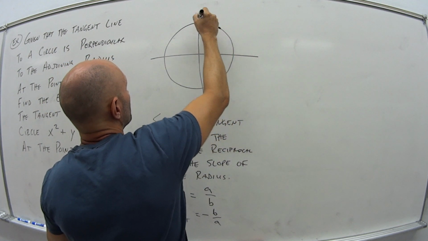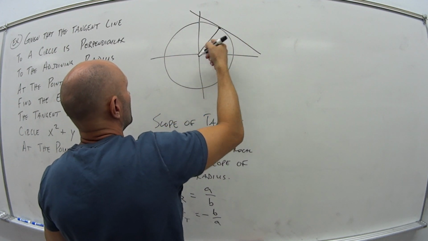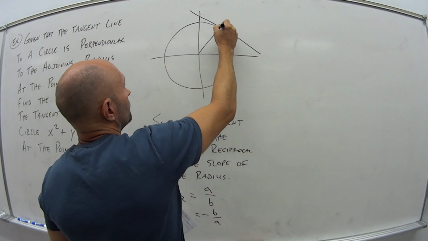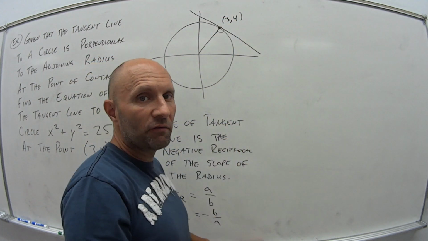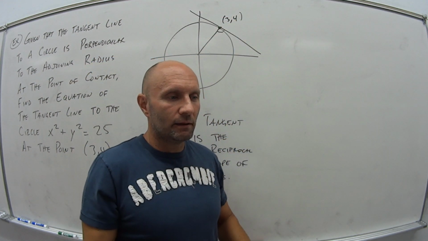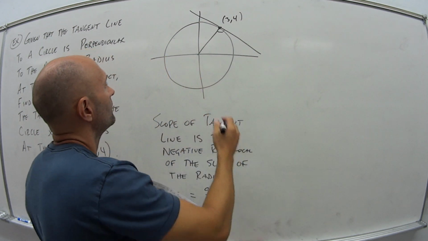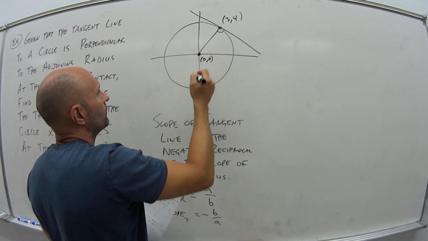So we're up here. We have this tangent line and the radius, and these guys are perpendicular. Well, this point is (3, 4). And how do I find slope? Well, I do y2 minus y1 over x2 minus x1. So I have another point here, which is the origin, which is (0, 0).